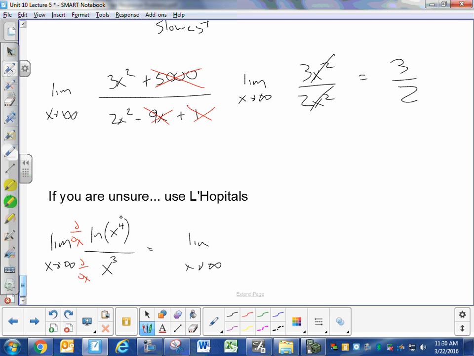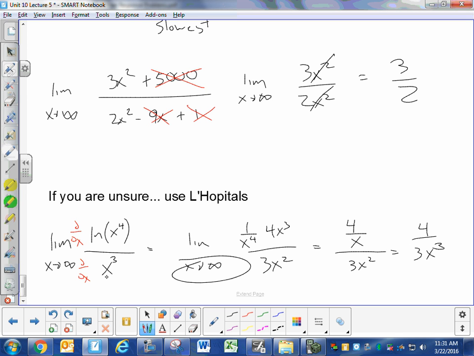Now, what's the derivative of log of x to the 4th? Good, very good. 1 over whatever we have times the derivative of what we have. This simplifies to just be 4 over x over 3x squared, which is the same as 4 over 3x cubed. You can find the limit as x approaches infinity and understand that, yes, x cubed is going to grow faster than the log of x to the 4th. This will be approaching 0.